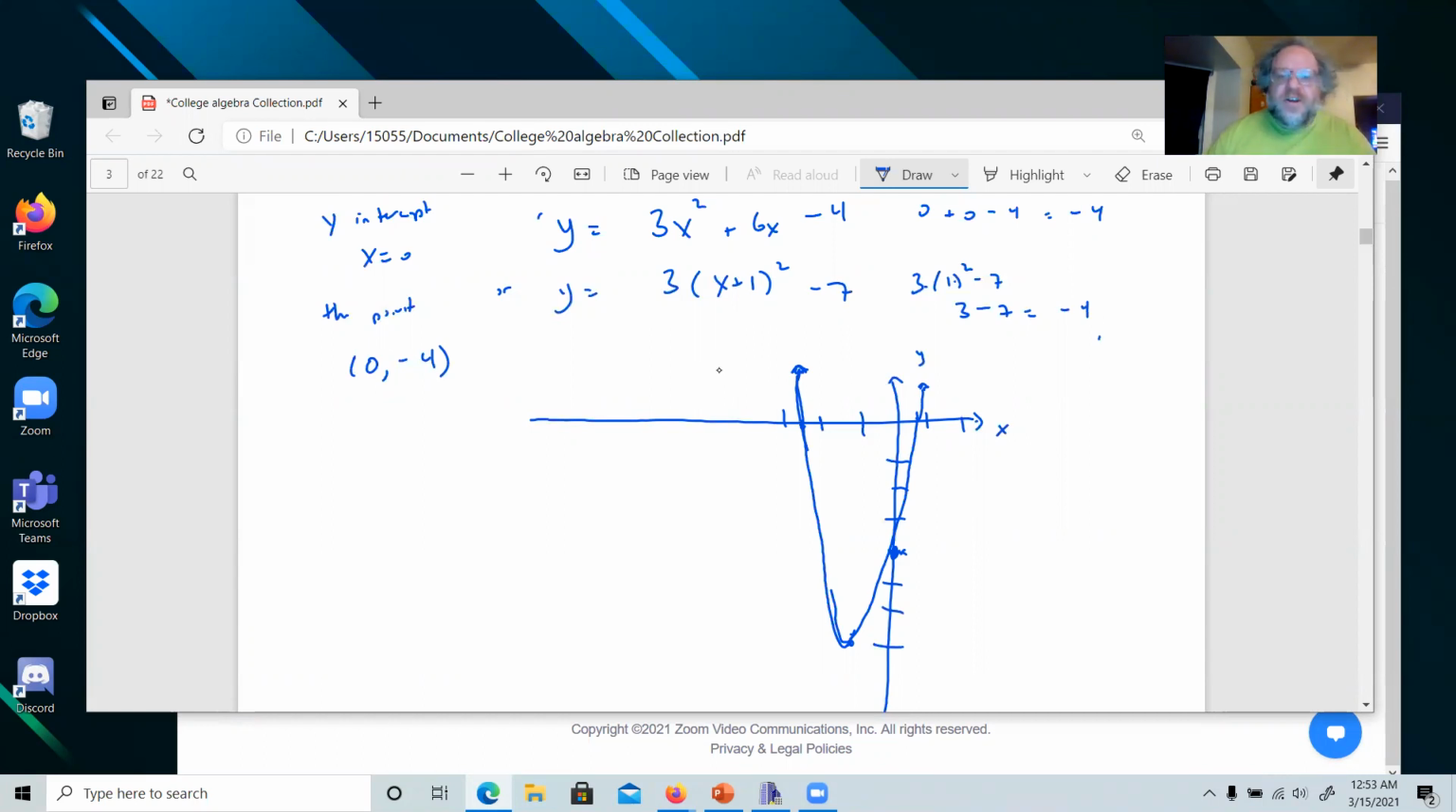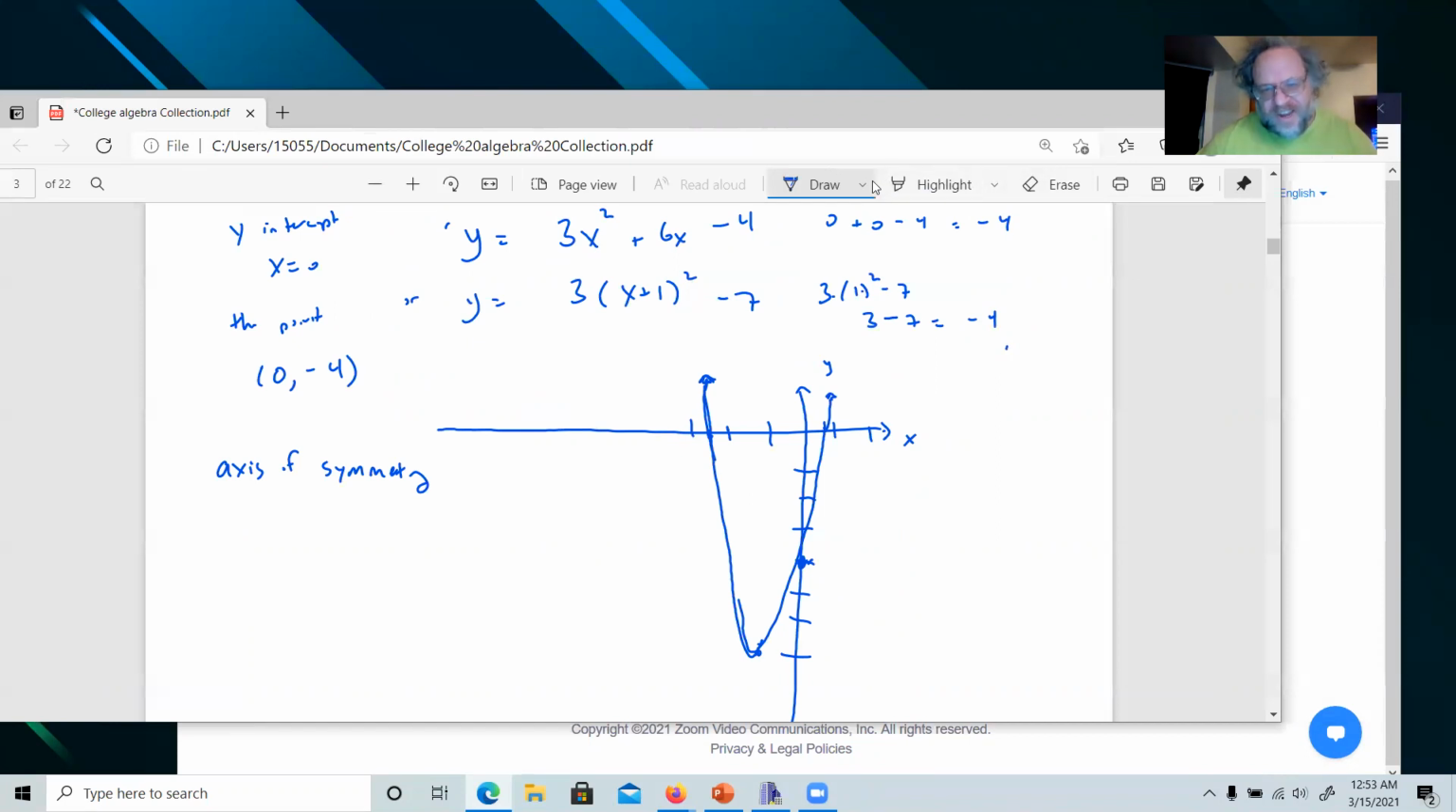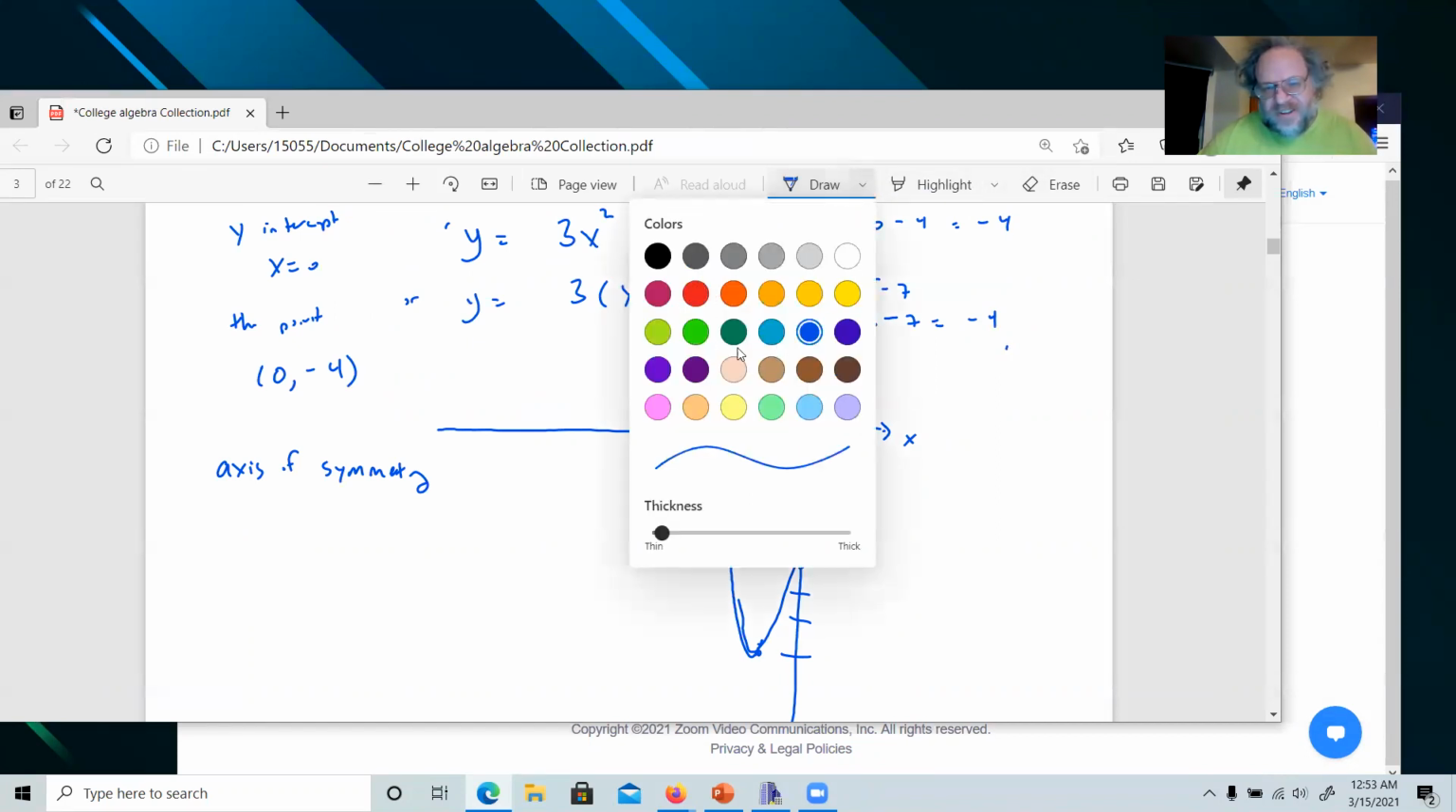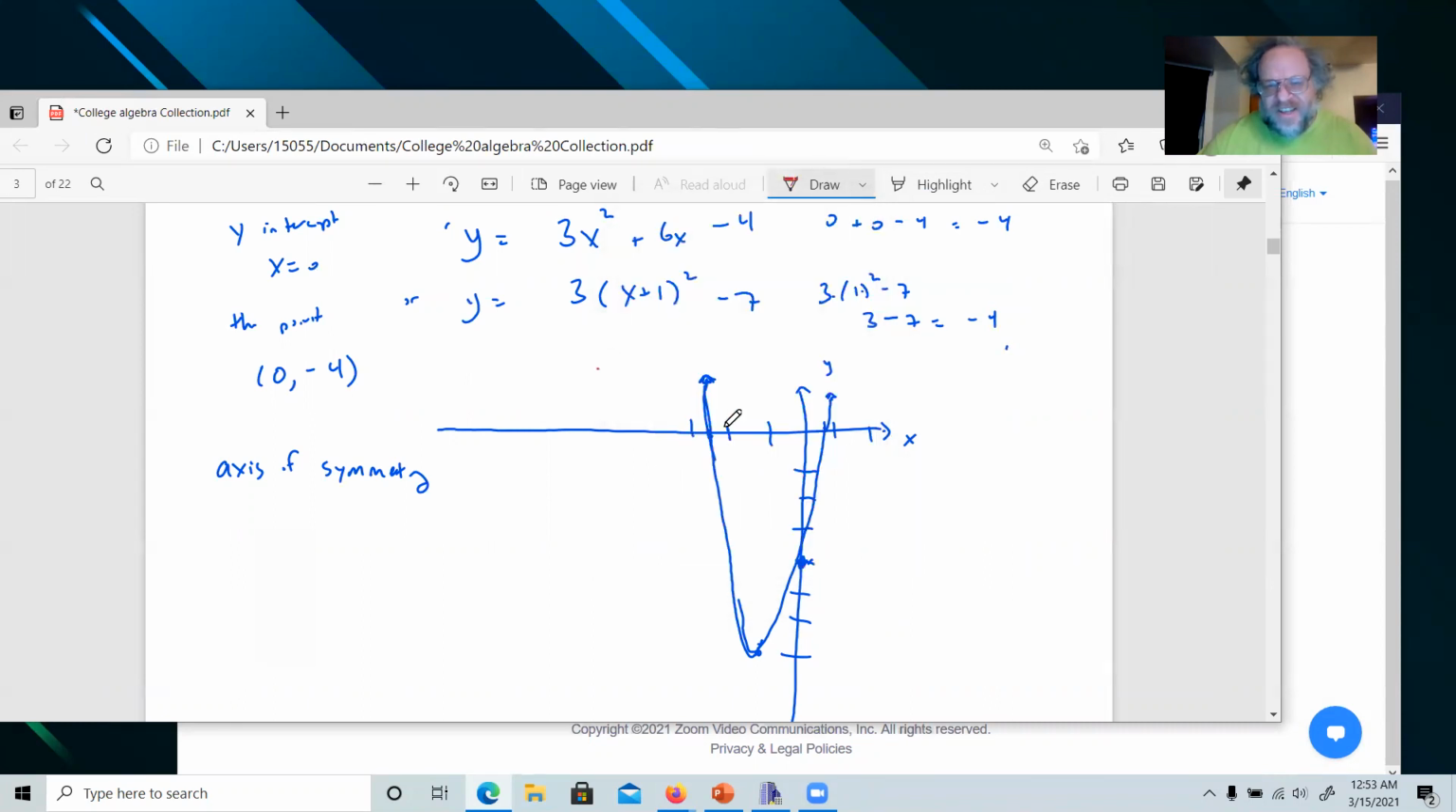They're going to ask you a whole bunch of other questions that are pretty much redundant. They're going to say, what's the axis of symmetry? I hated this question, and the rest of these questions, when I was a student, because I'd already told you. Everything you need to know is sitting right here. The axis of symmetry goes through the vertex. What's the x value of the vertex? It's -1, so the axis of symmetry is the line x equals -1. I told you the vertex.